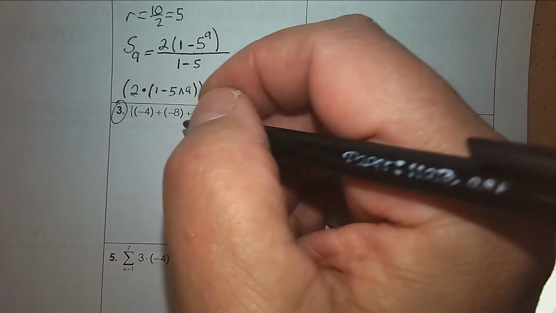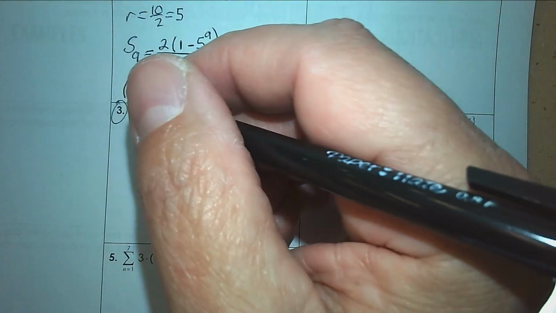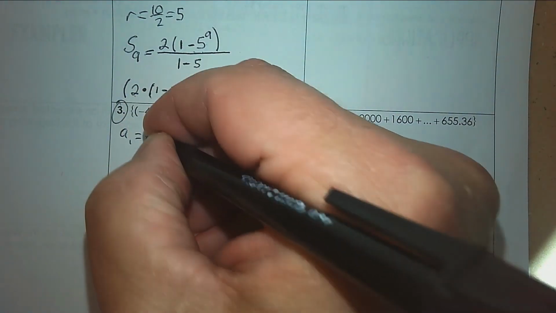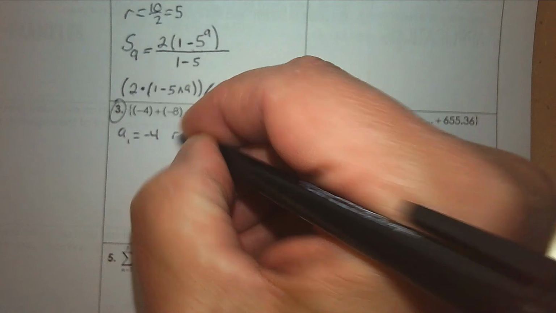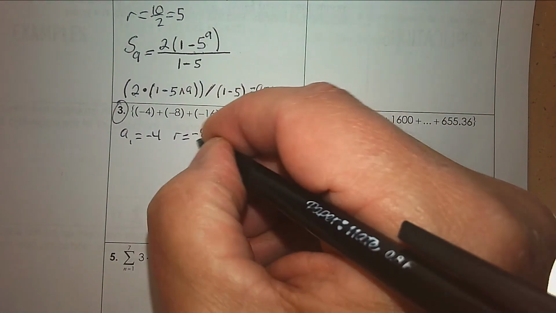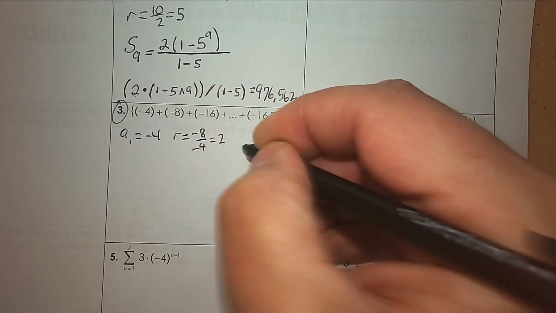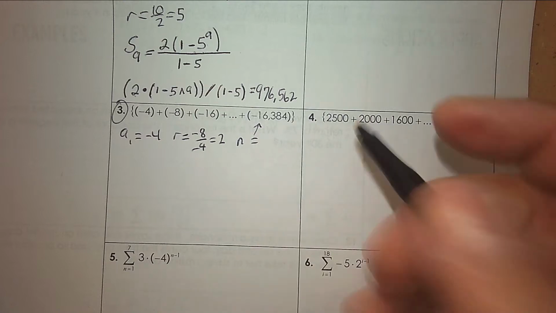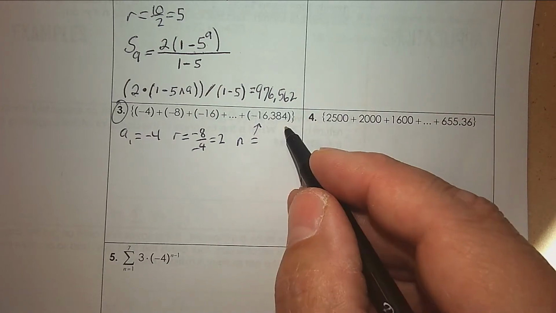In number 3, I don't want to talk over you through the video. I get that there's a lot of content today. So A1 is -4. The common ratio, can you divide any two consecutive numbers? -8 divided by -4 is 2. Now, in this situation, are you given how many terms we have? So what do we need to find out first? We need to know how many terms there are. Is that right?